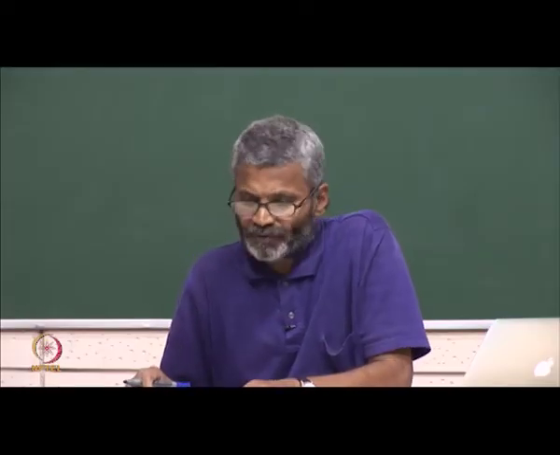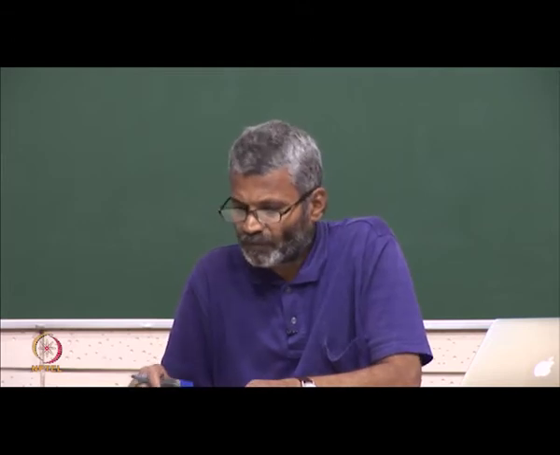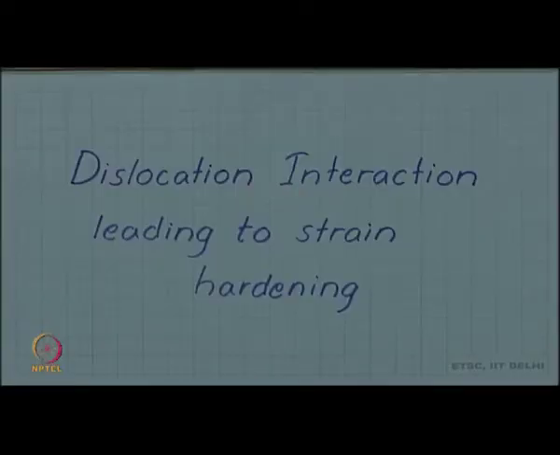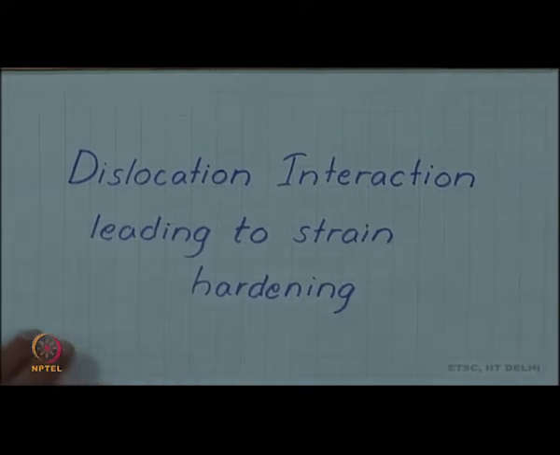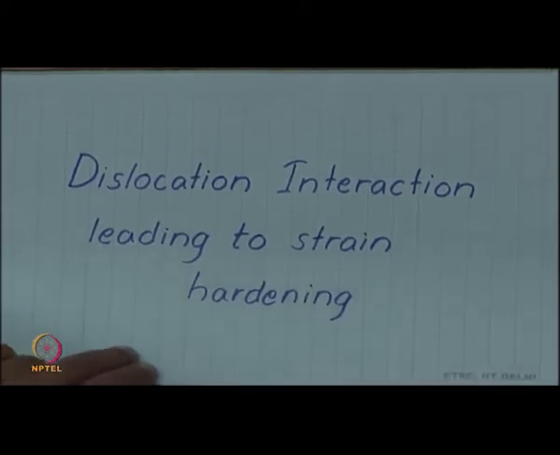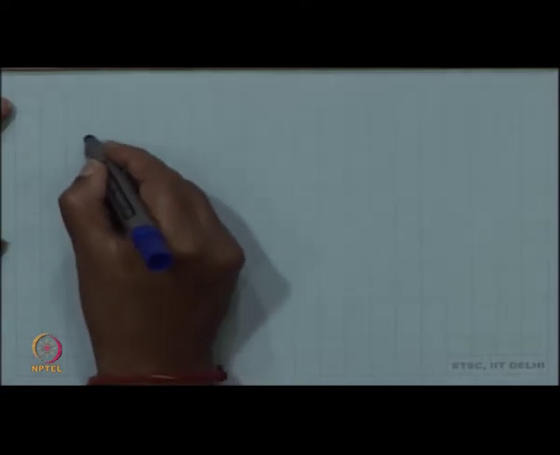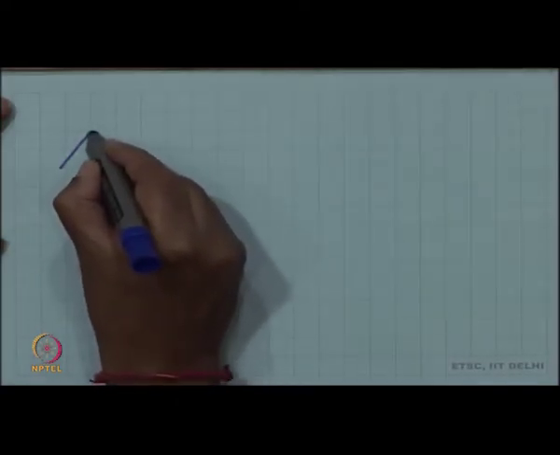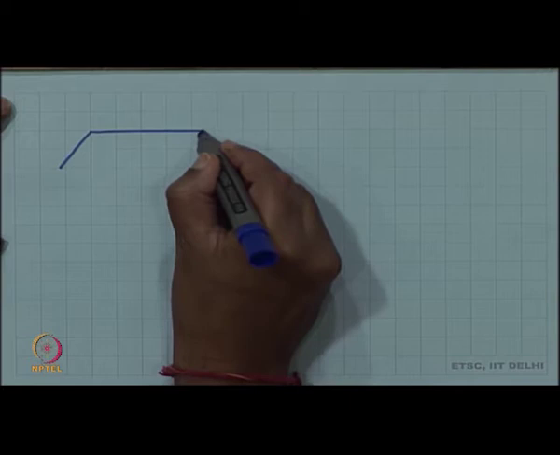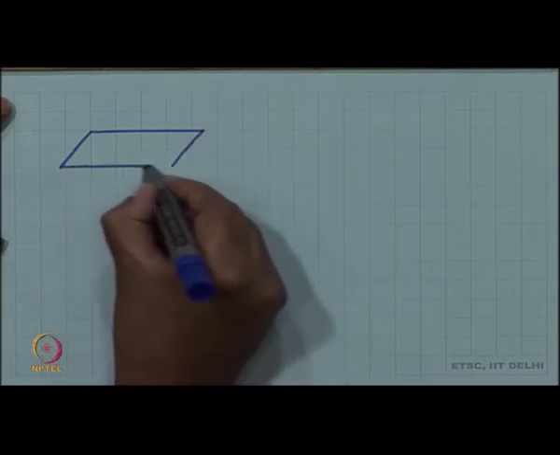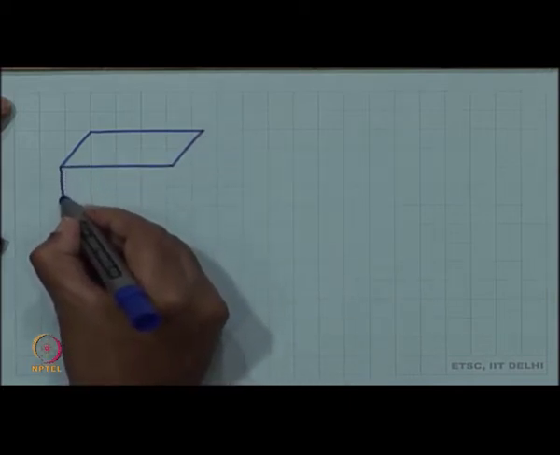In the last video we mentioned a dislocation interaction which leads to interference between the motion of two dislocations, and that leads to strain hardening. So, let us look at a specific example to make this idea clear. Let us take as an example face centered cubic material. So, you remember face centered cubic material.